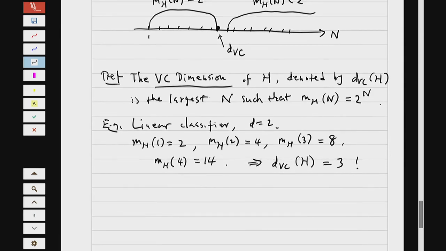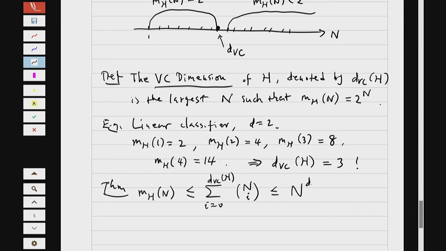Okay. Now how do we use the VC dimension? Well, again, these two guys proved a very nice theorem to bound this effective number of hypotheses. There's an intermediate step that we don't need to care a lot about, so you can pretty much ignore it. It says the sum up to dVC of H of M choose i, and then this is upper bounded. The final one is important.